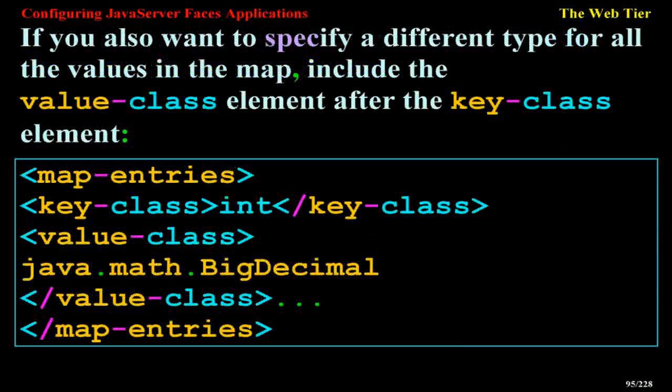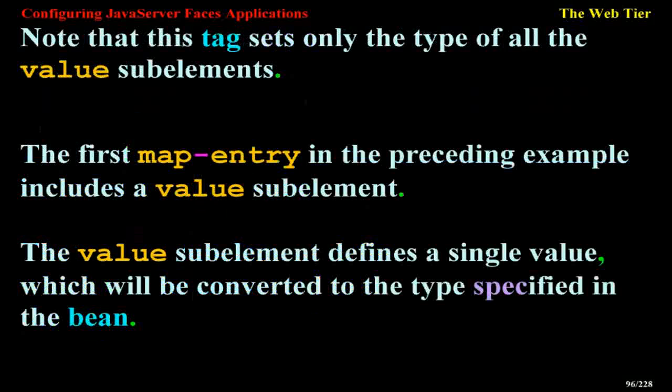Map entries, key class, int, key class, value class, java.math.BigDecimal, value class, map entries. Note that this tag sets only the type of all the value subelements. The first map entry in the preceding example includes a value subelement. The value subelement defines a single value, which will be converted to the type specified in the bean.